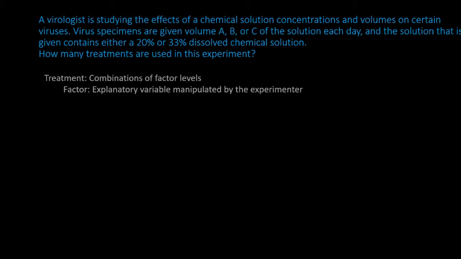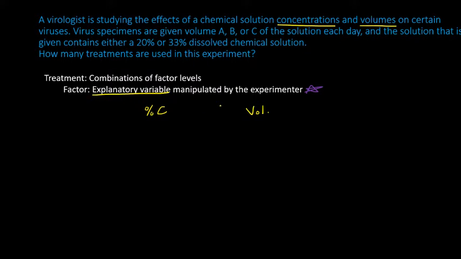So remember that a treatment is a combination of factor levels, and a factor is the explanatory variable manipulated by the experimenter. So hold on. A treatment is a combination of factors. A factor is the explanatory variable manipulated by the experimenter. Let's start here. What are these things being manipulated by the experimenter? Well, it's said that this person is studying the effects of chemical solution concentrations and volumes, right? So percent concentration and volume. These are the explanatory variables.